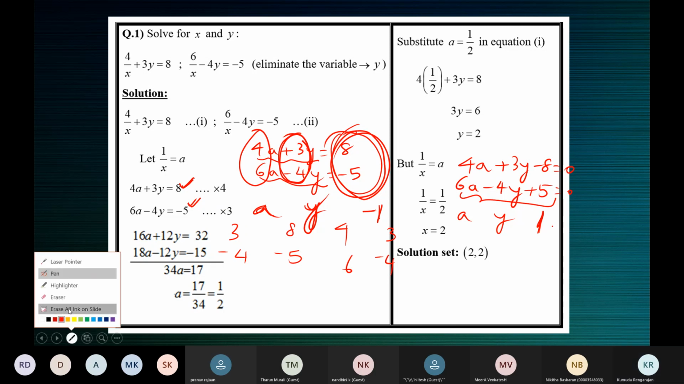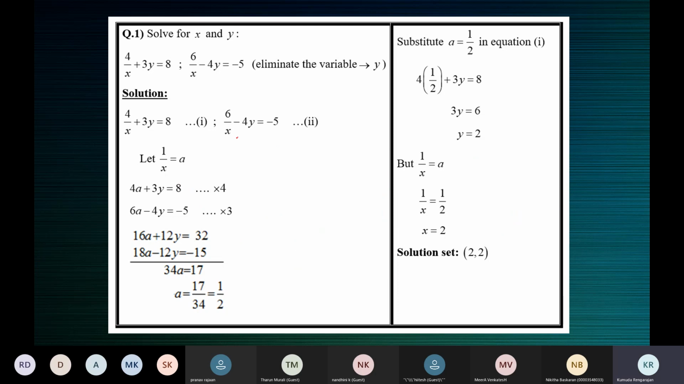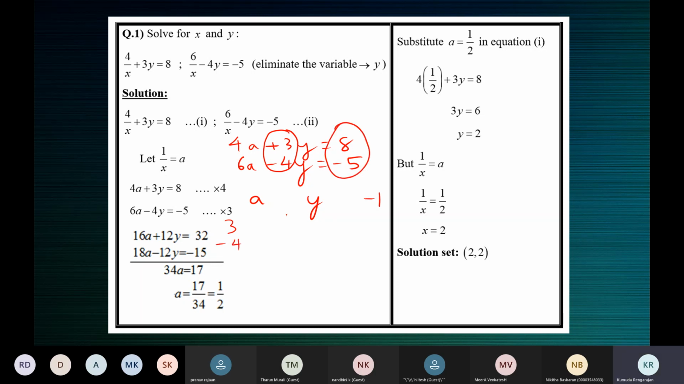I'll tell you again. The two equations here are 4a plus 3y is equal to 8 and 6a minus 4y is equal to minus 5. The heading will be a, y and minus 1. But the columns will be the same. We start from here: 3 minus 4, and then this one, 8 minus 5. And then this one, 4, 6. And we finish from where we started, 3 minus 4.